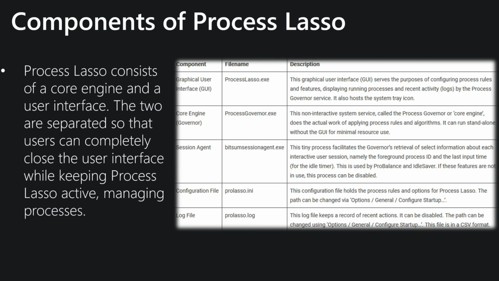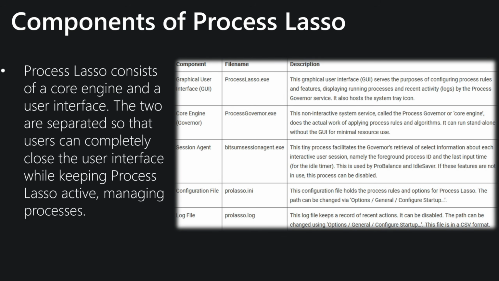Here we have the 5 main components of Process Lasso. We talked about the graphical user interface and the core engine. We see now the session agent, which is responsible for some facilities for the governor and some information to get, and it's used by Pro Balance and Idle Saver. We have the configuration file. This is responsible for the configuration that we apply to our system. We can export those configuration files, we can import them, we can change the settings inside, and also we have the log files. We can see the logs of Process Lasso, what is happening in real time, and I think it's very interesting.